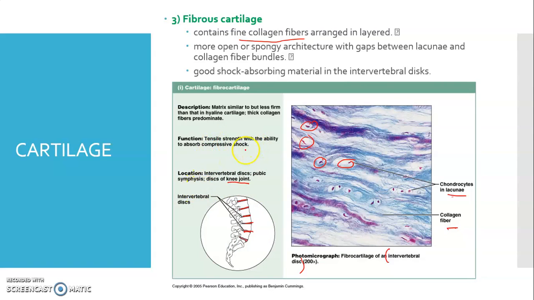And the function is tensile strength with the ability to absorb compressive shock. So that's why around our backbone, or the vertebral bones, even though it's weak, once we fall down, we are still safe, isn't it? The bone does not rupture drastically, because we have the intervertebral disc that absorbs the compressive shock.